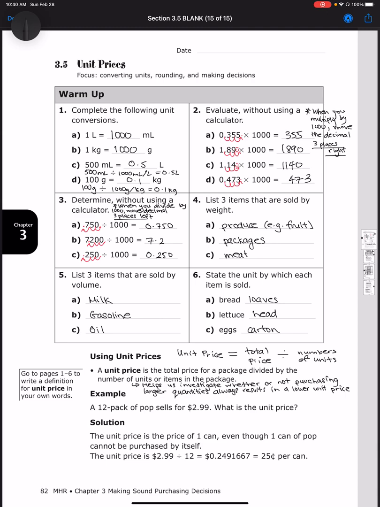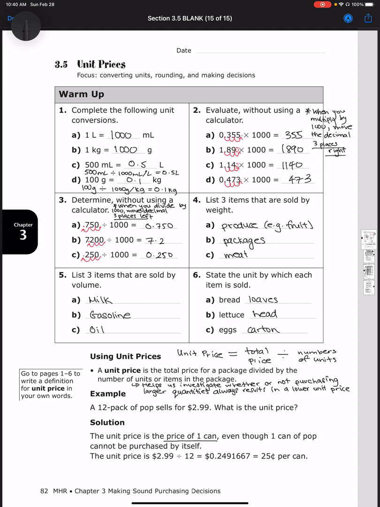So the unit price is the price of one can. So we're trying to determine the price of one can, with the caveat that that one can of pop cannot be purchased by itself. So for example, if you were to buy that 12 pack of pop, you can't just take one can out and buy it on its own. Unfortunately, you do have to buy all 12, but it's still useful to know how much one can would cost, again, because it helps when we're trying to make comparisons between better deals and better packages.